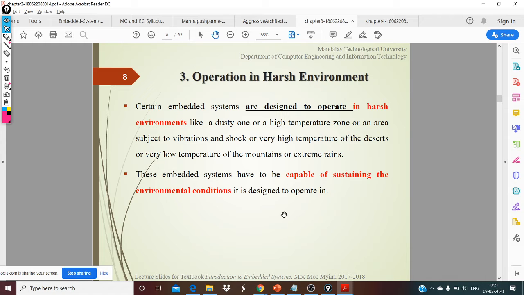Or you can think of an embedded system launched in a desert, or in the Himalayas, or even on the moon or in space, where you don't have normal room temperature conditions to work in. Think of an embedded system tracking the engine temperature or functionality of a car engine or a flight engine. Think of how much heat the engine will dissipate.